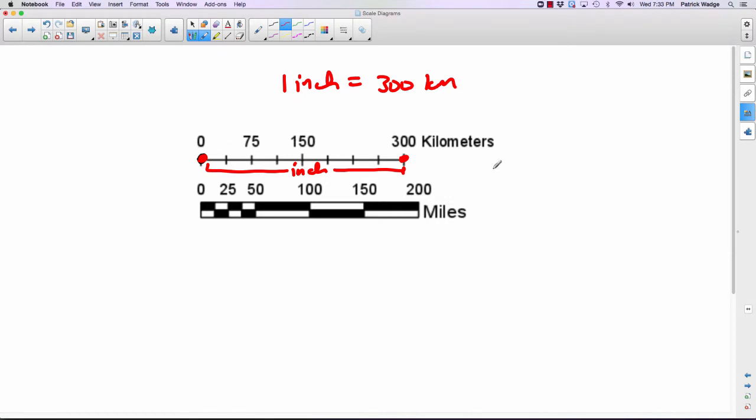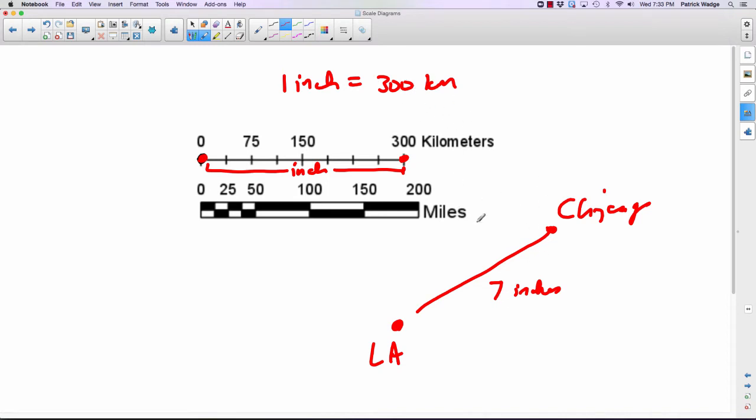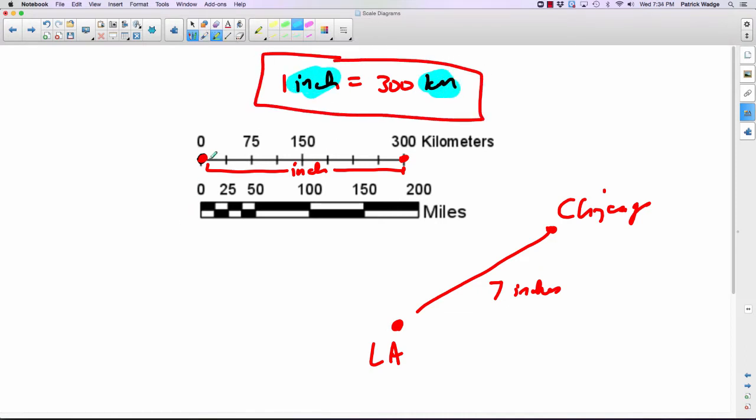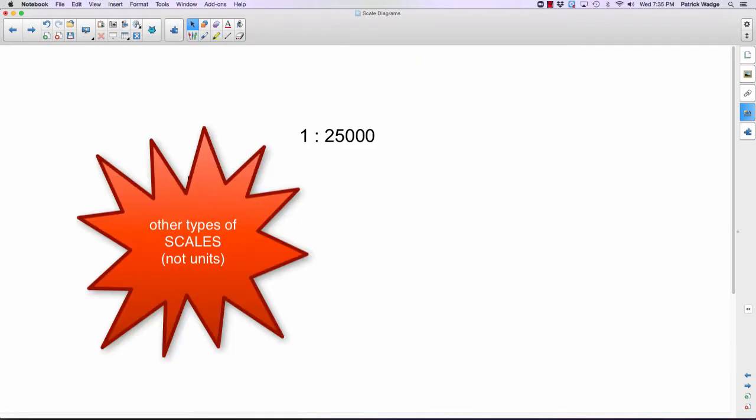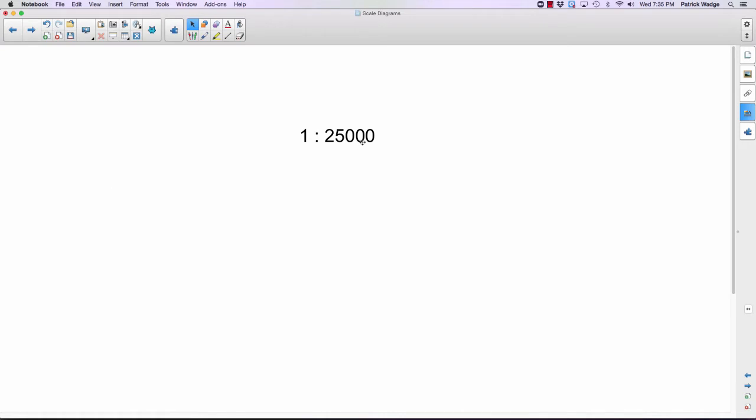So that way, if you took your ruler and you measured on the map, here's one city, here's LA, and here's another city, here's Chicago, and you measure it and you find that they are 7 inches apart. Well, then you could say, if 1 inch is 300, then 7 inches would be 300 times 7, 2,100 kilometers. So those cities are 2,100 kilometers apart. Anyway, my point is that you can have a scale that has different units, right? We have inches and we have kilometers. But you'll see other types of units that look like this. So they say 1 to 25,000, for example. So there's no units at all in this one.